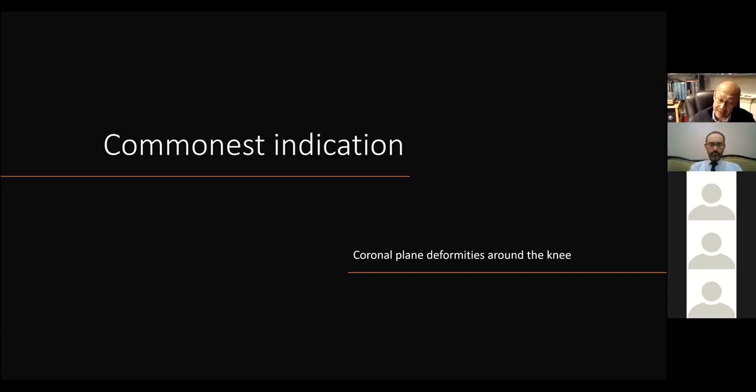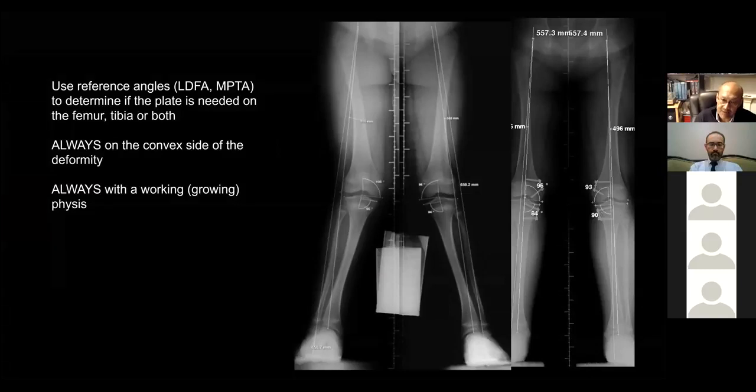There are extended indications. You can use this in the distal tibia. Some people have even used it in the elbow, but I'm going to focus on common indications, and coronal plane deformities around the knee is the commonest. So here is an example of genu valgum where the 8 plates growth modulation is being performed on the faster growing side. And the easy way to remember is it goes on the convex side of the deformity.